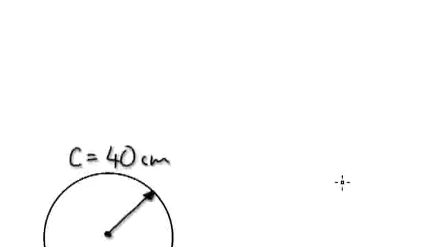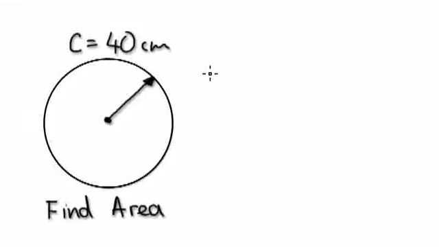So let me give you another example. Given this circle here, it has a circumference of 40 centimeters. What is the area? So here you're starting at the circumference. You've got to jump to the radius, and then from the radius you can then jump to the area. Okay, so find the radius first.